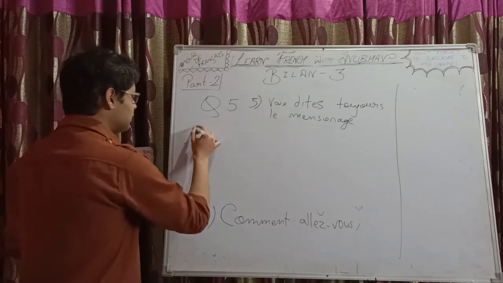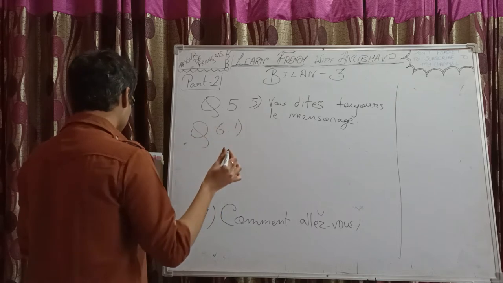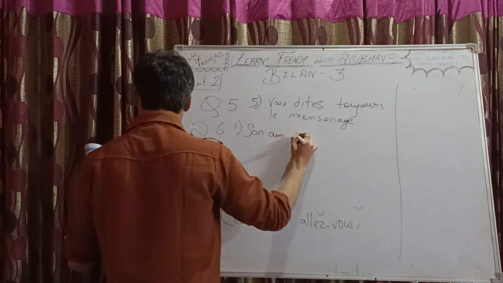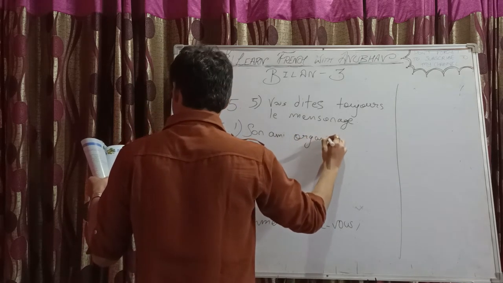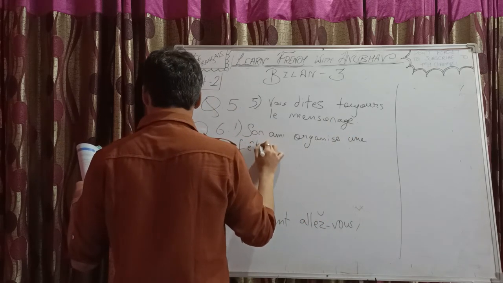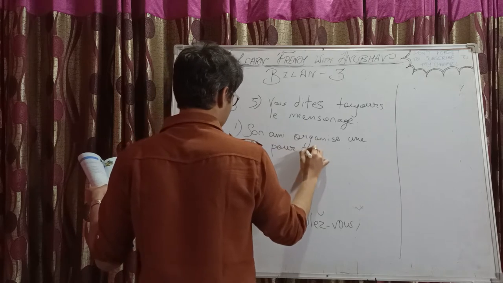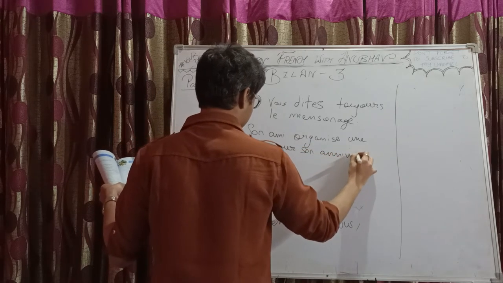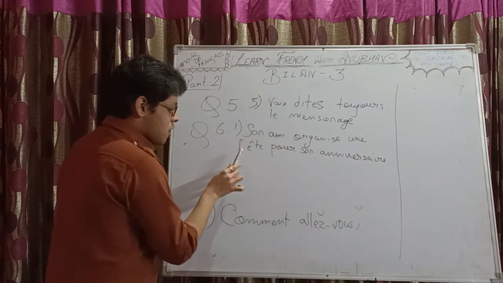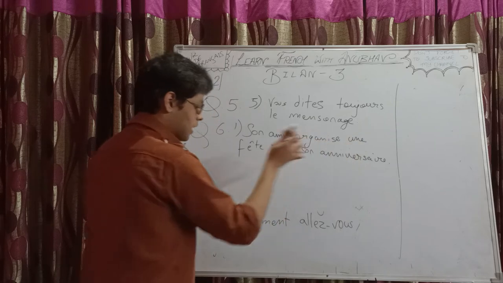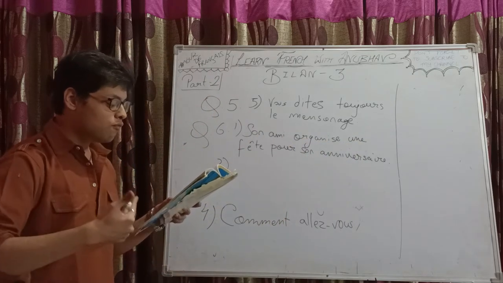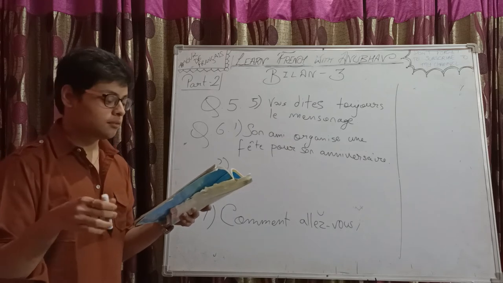So for question number 6, what would it be? First part, it would be: Son ami organise une fête pour son anniversaire. His friend organizes a party for his birthday. Okay. Simple. Number 2, we have: studio ton a comfortable il nouveau? Question mark is also there.